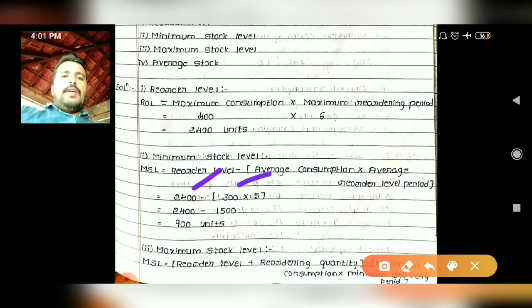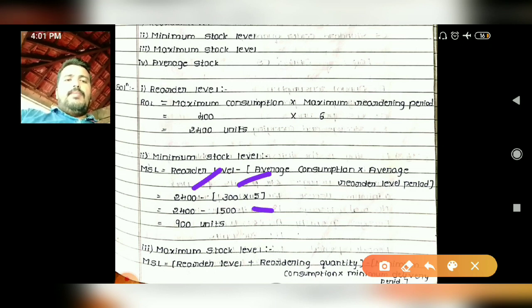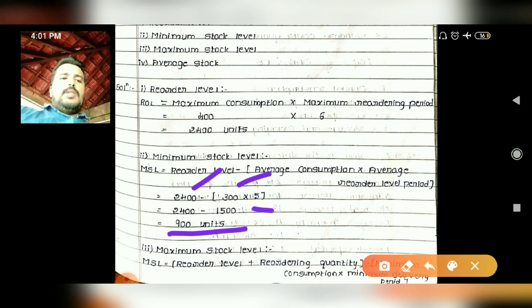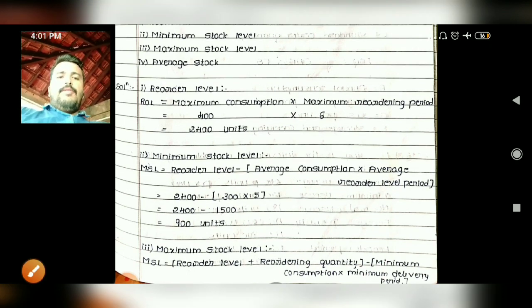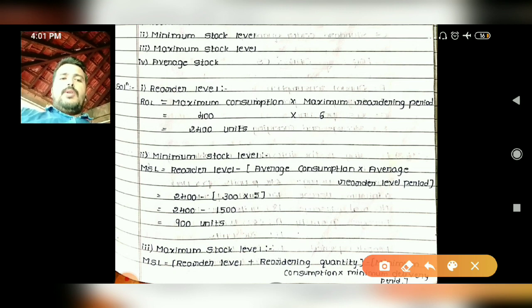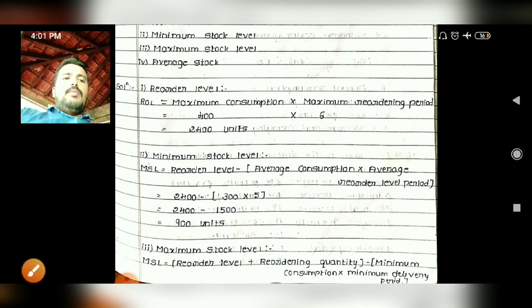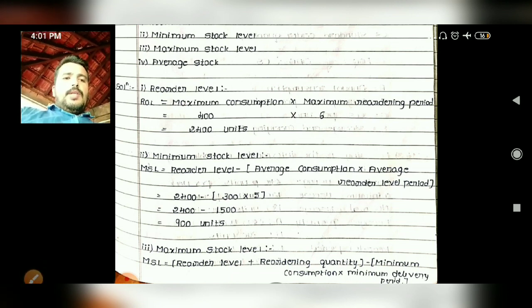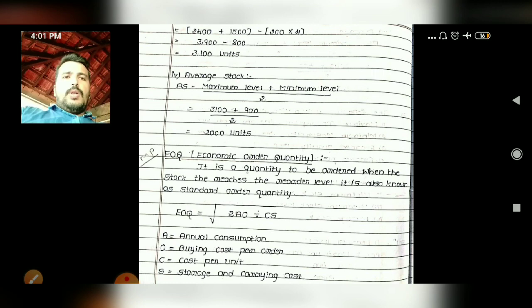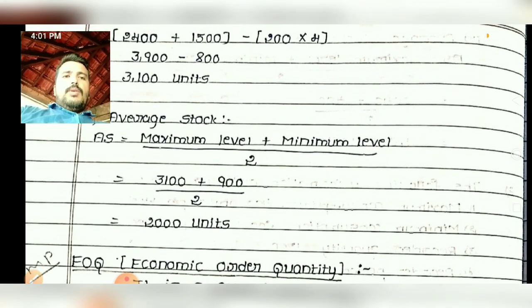2400, 300 into 5. Then 2400 minus 1500, it will be 900 units. Final answer. Then next is maximum stock level. Write the formula: reorder level plus reordering quantity minus minimum consumption into minimum delivery period. Correct? Yes. So let us solve this. Right, here is the answer: 2400.